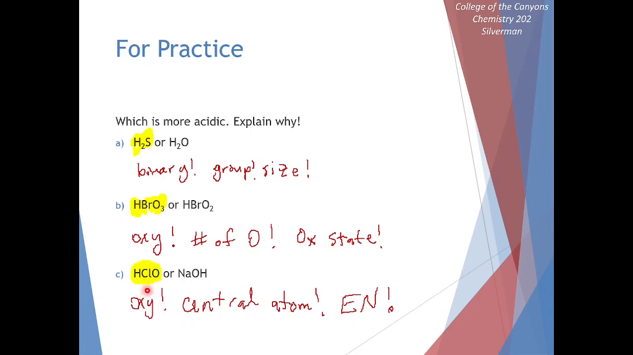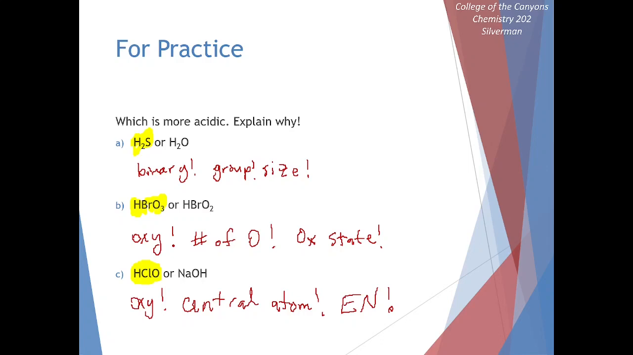Note here, this is what we expect anyways. HClO is going to be one of our weak acids, and sodium hydroxide is not an acid at all. In fact, that bond between sodium and oxygen is much weaker than the bond between oxygen and hydrogen. We'd rather break that sodium-oxygen bond than that oxygen-hydrogen bond. Sodium hydroxide is one of our strong bases.